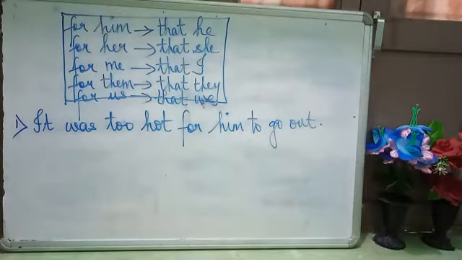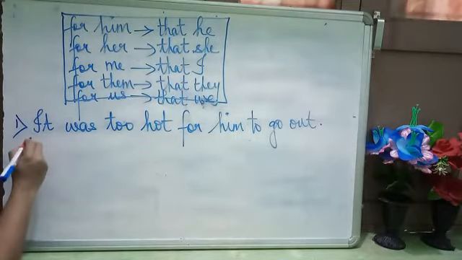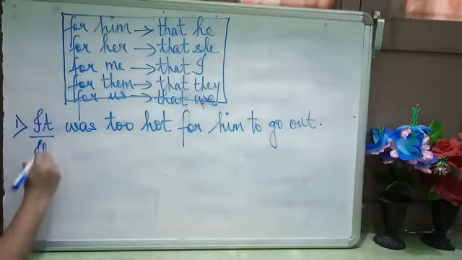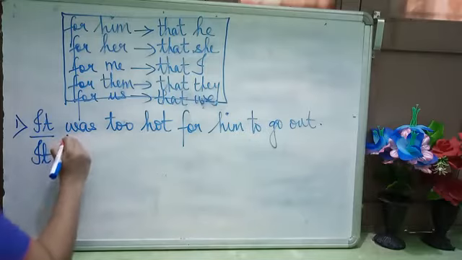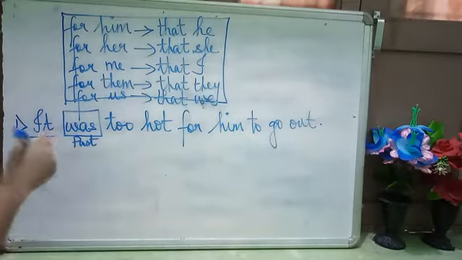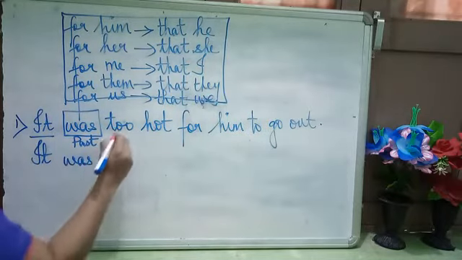It was too hot for him to go out. Now in this, listen carefully. The subject is "it", so you will write "it" here. Then the verb is in past tense, so you have to use "could not". Don't forget.